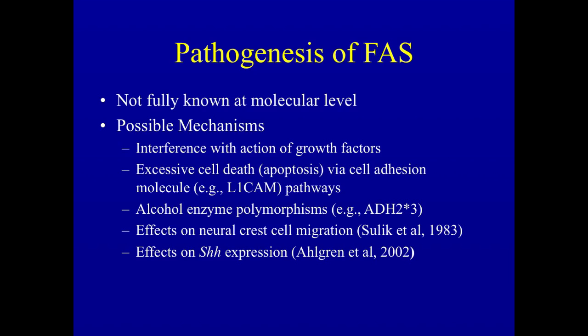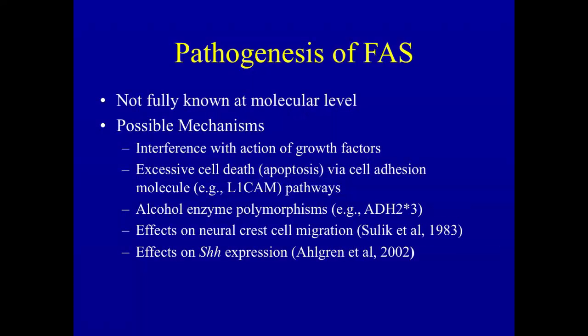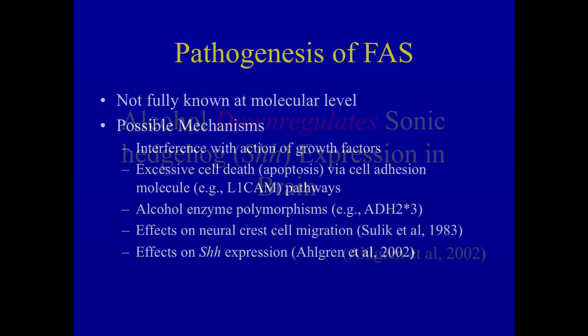Kathy Sulik, who's a colleague of mine, described in 1983 that alcohol affects neural crest cell migration. And then Ahlgren et al. about 10 years ago recognized that alcohol downregulates a gene that is essential for normal morphogenesis of the developing nervous system, this gene called sonic hedgehog.